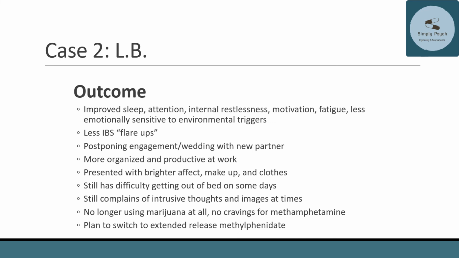She was also not using any marijuana at all, and she had no cravings at all for methamphetamine, which she had before. And then we planned to switch to the extended release methylphenidate eventually, and she is still on that dose and doing great.